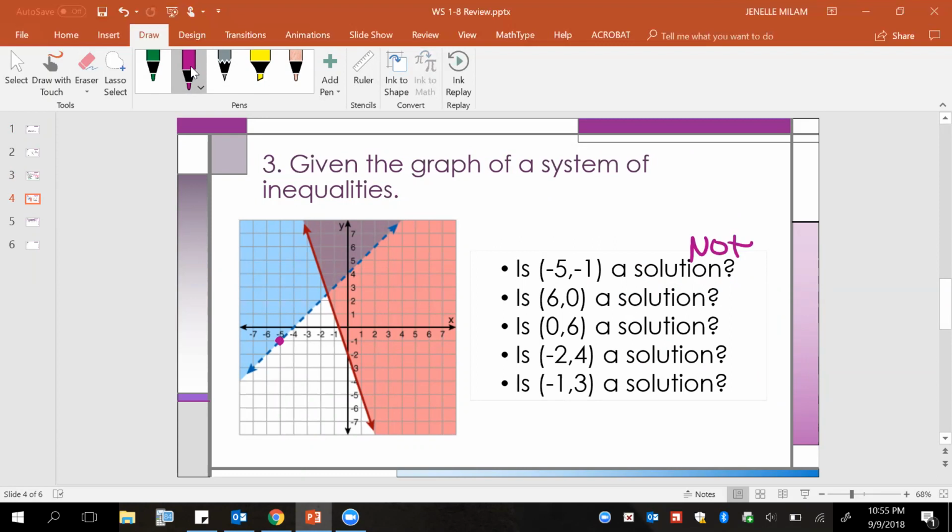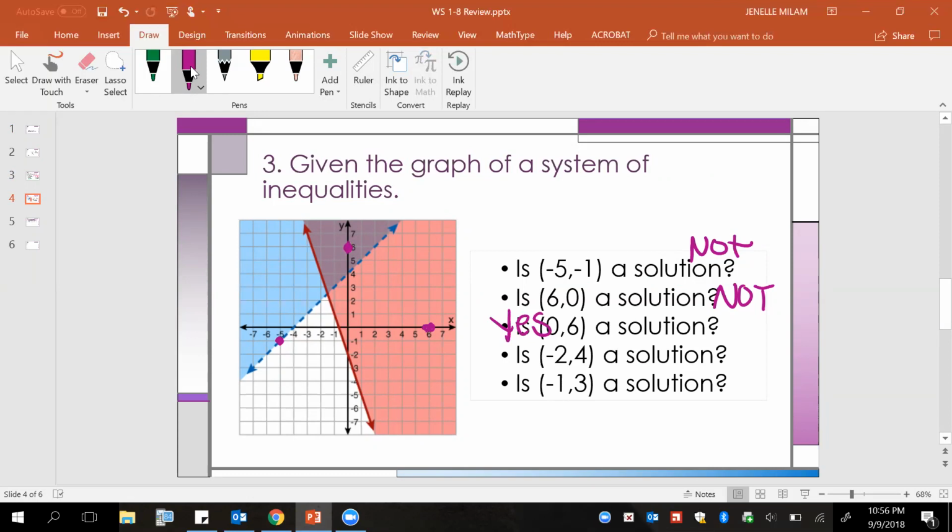All right, the next one is (6, 0). So (6, 0) is here. It's in the red shaded region only. So it's only a solution to one, but not both. So again, it's not a solution. All right, so (0, 6). (0, 6) is up here. It's in the exact same overlapping shaded area, so yes, this is a solution.